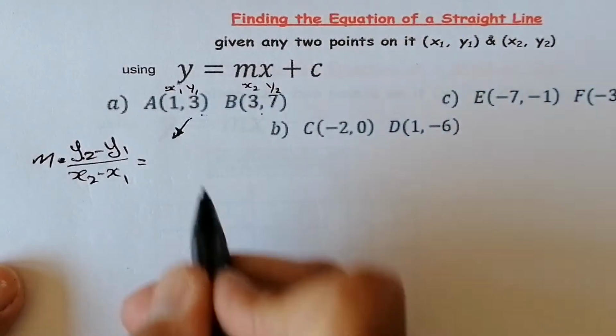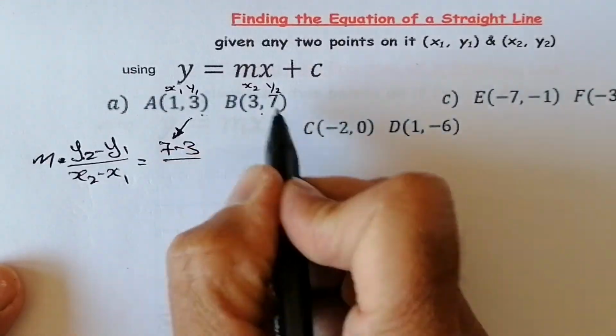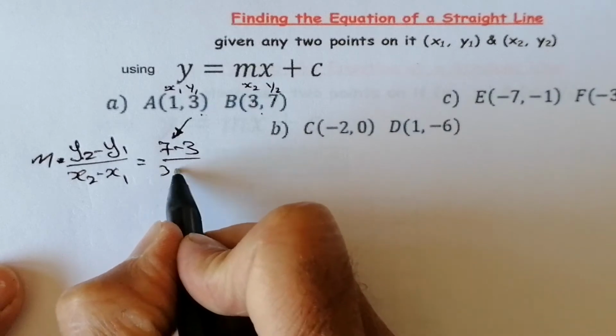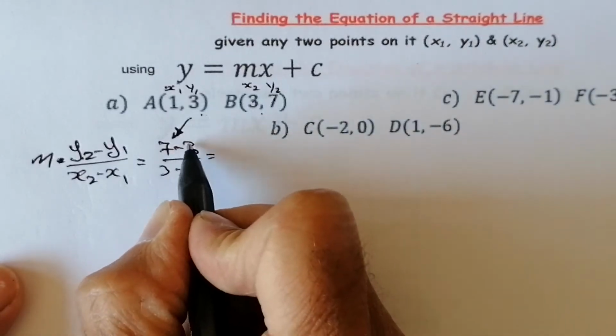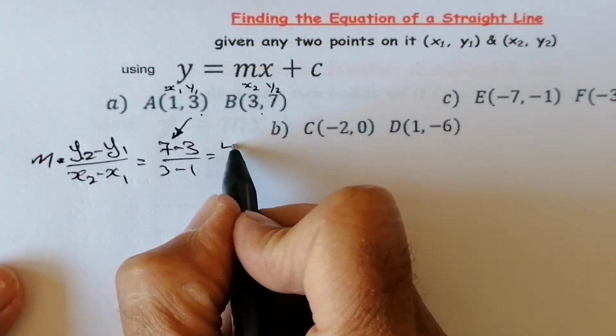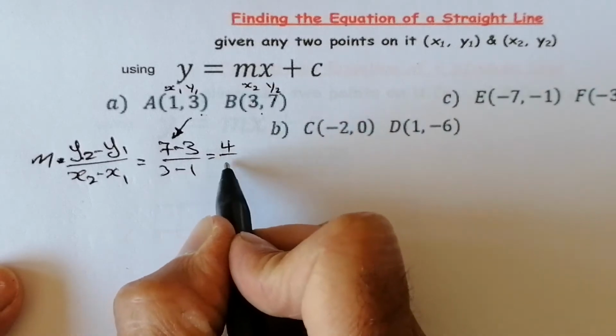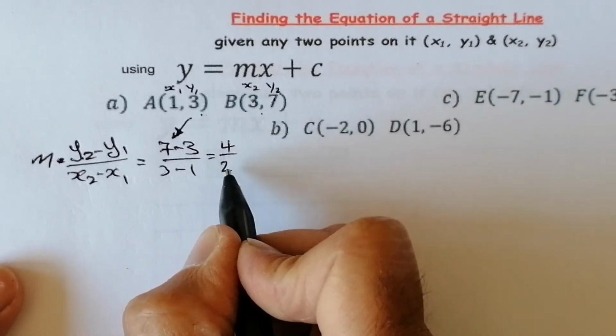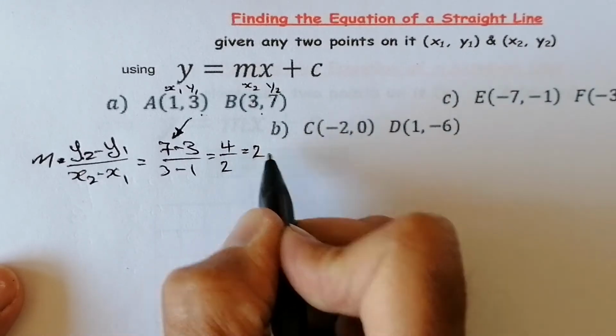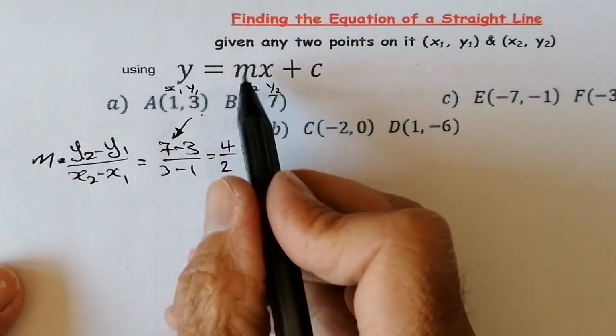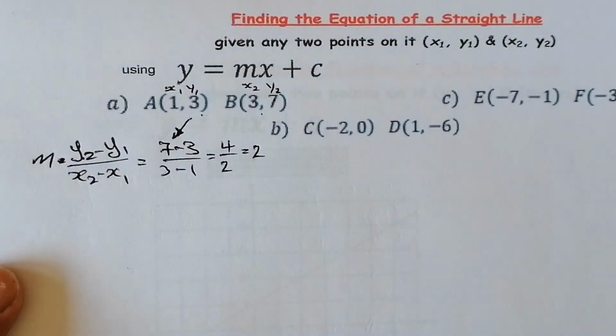So 7 take away 3 on the top, 3 take away 1 on the bottom. So 7 take away 3 is going to give me 4. 3 take away 1 is going to give me 2. And 4 divided by 2 gives me 2. So I've got a gradient of 2. So I know I can substitute a 2 into there.